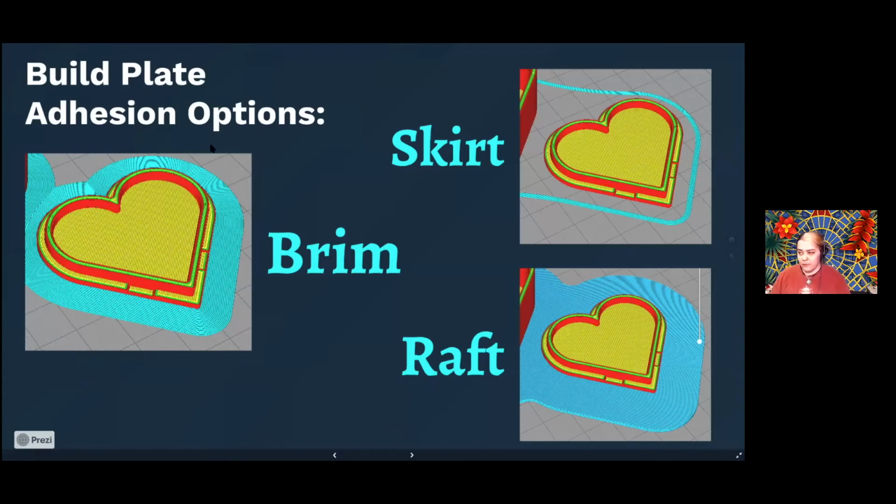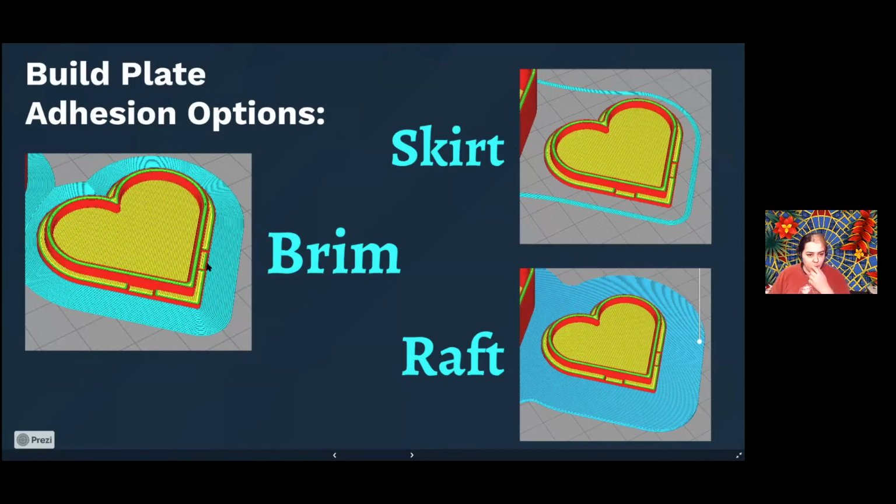Of course, you have the option for none. And then you also have the option for what's called a skirt. And this is what I like to use. So it basically just puts a few rings of plastic around your model, and then it gets going. So it kind of gets the plastic flowing, and then it just goes from there.